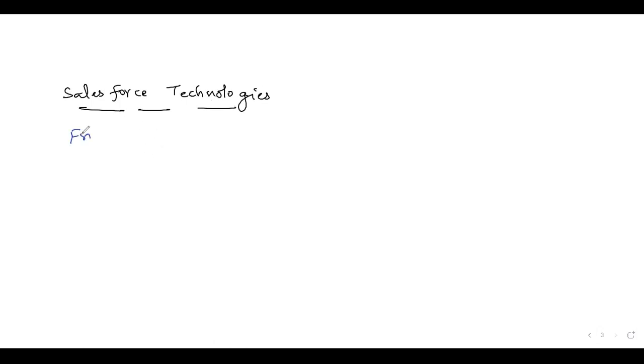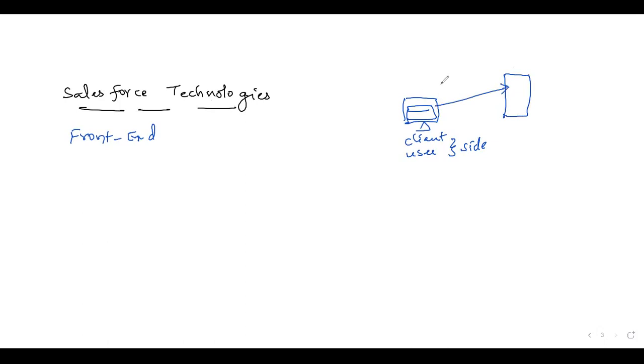Front end, back end we have. See, when we are developing the web application, just consider this is the client or user side. The client side will be having the browser. When we are giving some URL, it is going to send a request to the server, what we can say as an HTTP request, hypertext transfer protocol request.